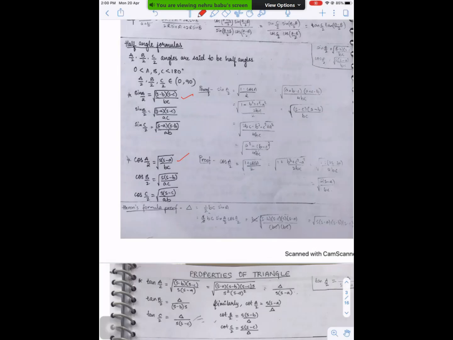Is it visible? Student, that sin A by 2 proof is visible here?